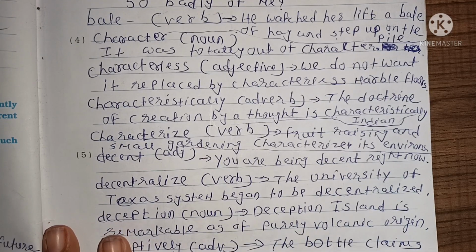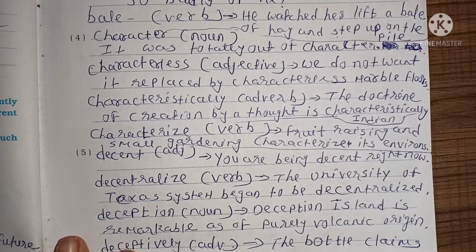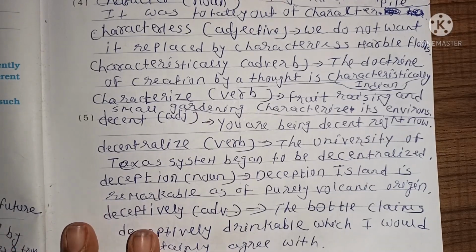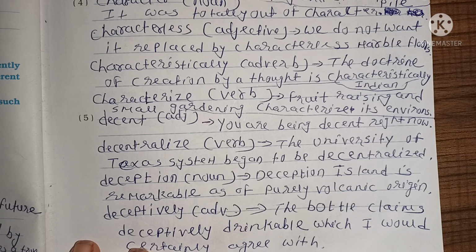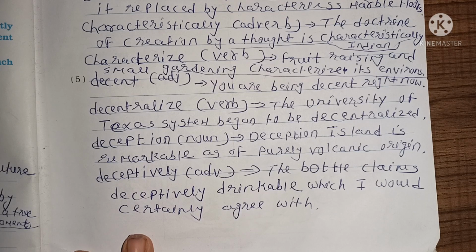Decent, adjective: you are being decent right now. Decentralize, verb: the University of Texas system began to be decentralized. Deception, noun: Deception Island is remarkable as of purely volcanic origin. Deceptively, adverb: the bottle claims deceptively drinkable, which I would certainly agree with.